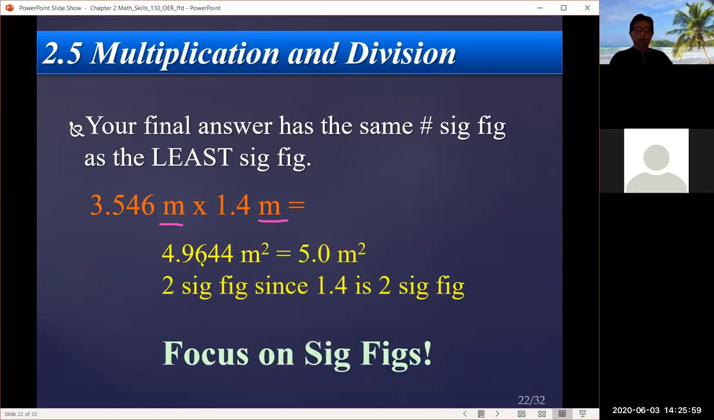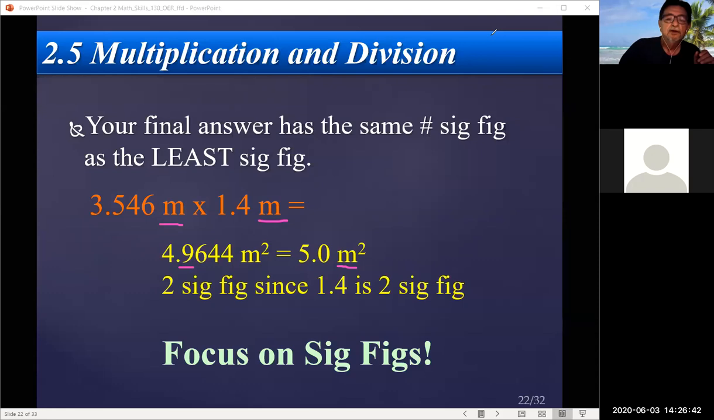we end up with 4.9644, okay? Since we have 2 sig figs as our least accurate measurement, we have to find the 2 sig fig position, which is the 9, okay? And now we're going to truncate everything to the right of the 9. Use the rounding rule. 6 is greater than 5. That means the 9 goes up to 10. Carry the 1. So our answer is 5.0 meters squared. Don't forget the units, because you multiply meters times meters, which is meters squared. Okay. So multiplying and dividing, focus on sig figs.